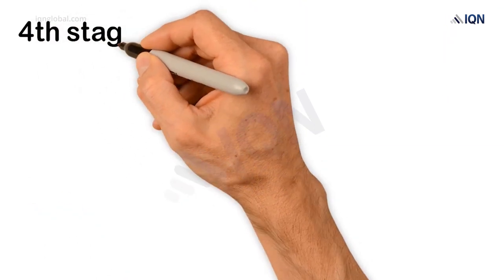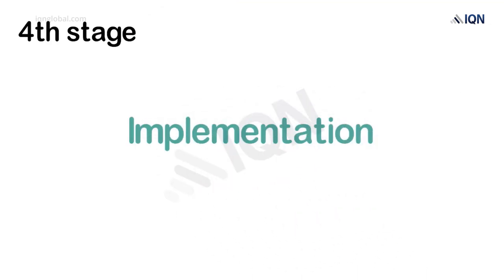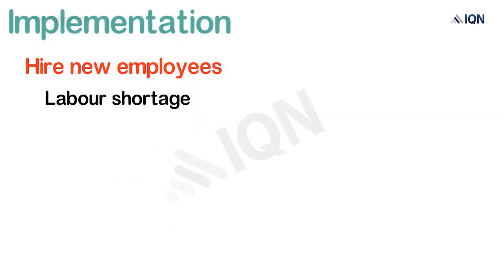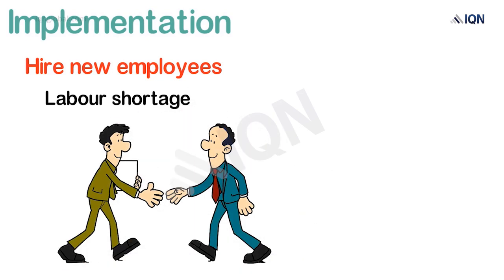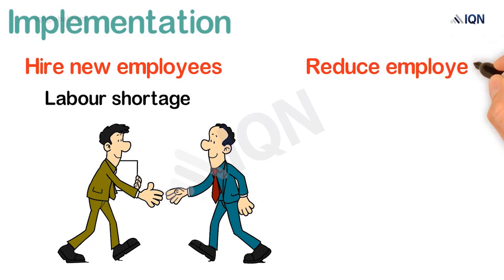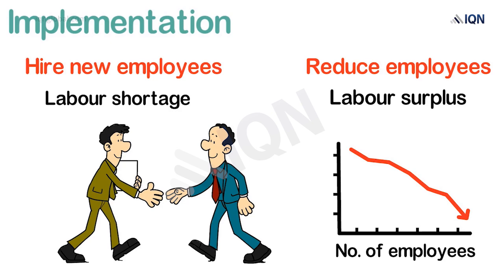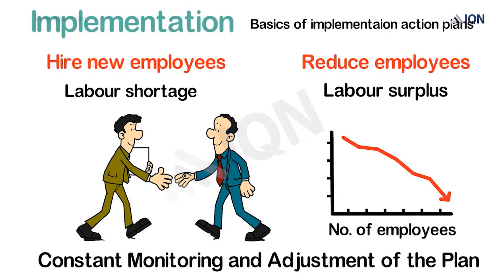The fourth stage of the workforce planning cycle is implementation. Once an organization has made its decision to hire new employees because of labor shortage, it simply needs to implement this decision. If an organization has decided to reduce employees because of labor surplus, it simply needs to downsize. This is the basics of implementation of action plans. But during implementation, if required, there should be constant monitoring and adjustment of the plan.